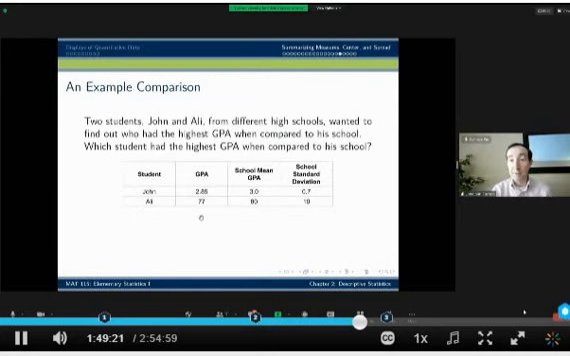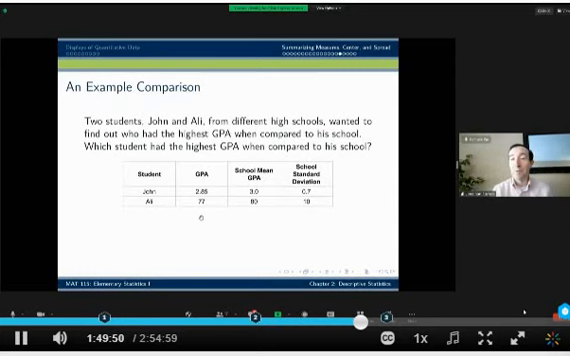So let's do a quick example just to see how that plays out. Suppose, and I got this example from our book, I have two students, John and Ali, who are from different high schools, and they're arguing about who's the better student, which one has the highest GPA compared to their school. And unfortunately, like many high schools, they have different ways of measuring this. One high school does it on the standard 4.0 scale, and another does it on the 100-point scale. So how do we decide which one of these is more unusual?